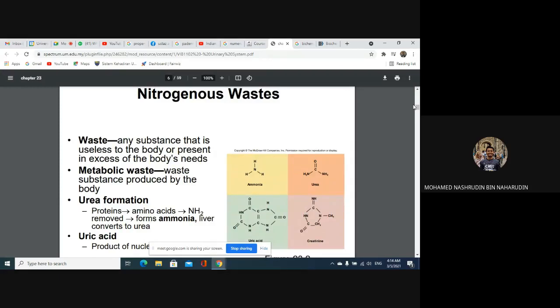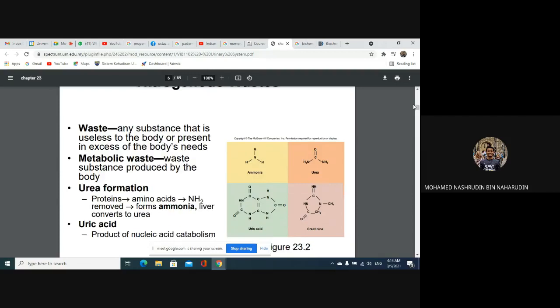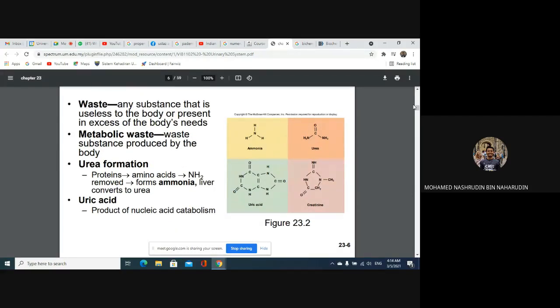So we have discussed nitrogen. Now let's look into the things that we have discussed about the kidney. Now we're going to look into the things that the kidney filters, which is the waste. This is the definition of waste: any substance that is useless to the body or present in excess of what the body needs. Sometimes it can be a byproduct.